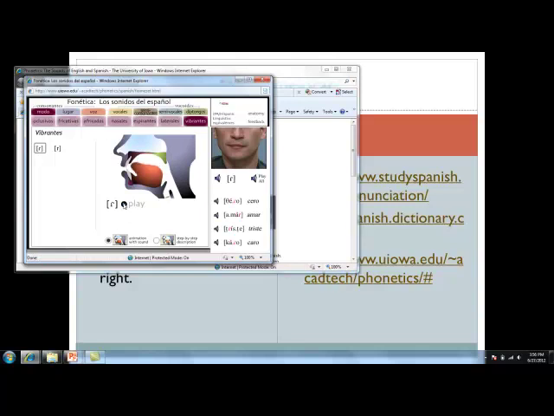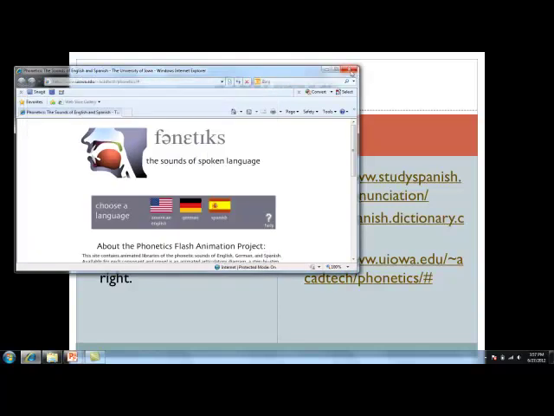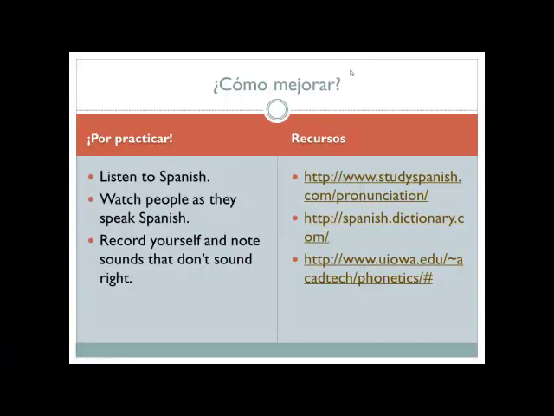It'll show you the position of your mouth as you pronounce the sound, and then you can also listen to and watch a person pronounce cero. The timing is off on it. On the video, it seems like this time, but I think that just has to do with my computer because I have too many different things running, because I've never seen it do that before. So anyway, those three resources I recommend for helping you improve your pronunciation, in addition to just continuing to practice and to listen to Spanish as much as possible.